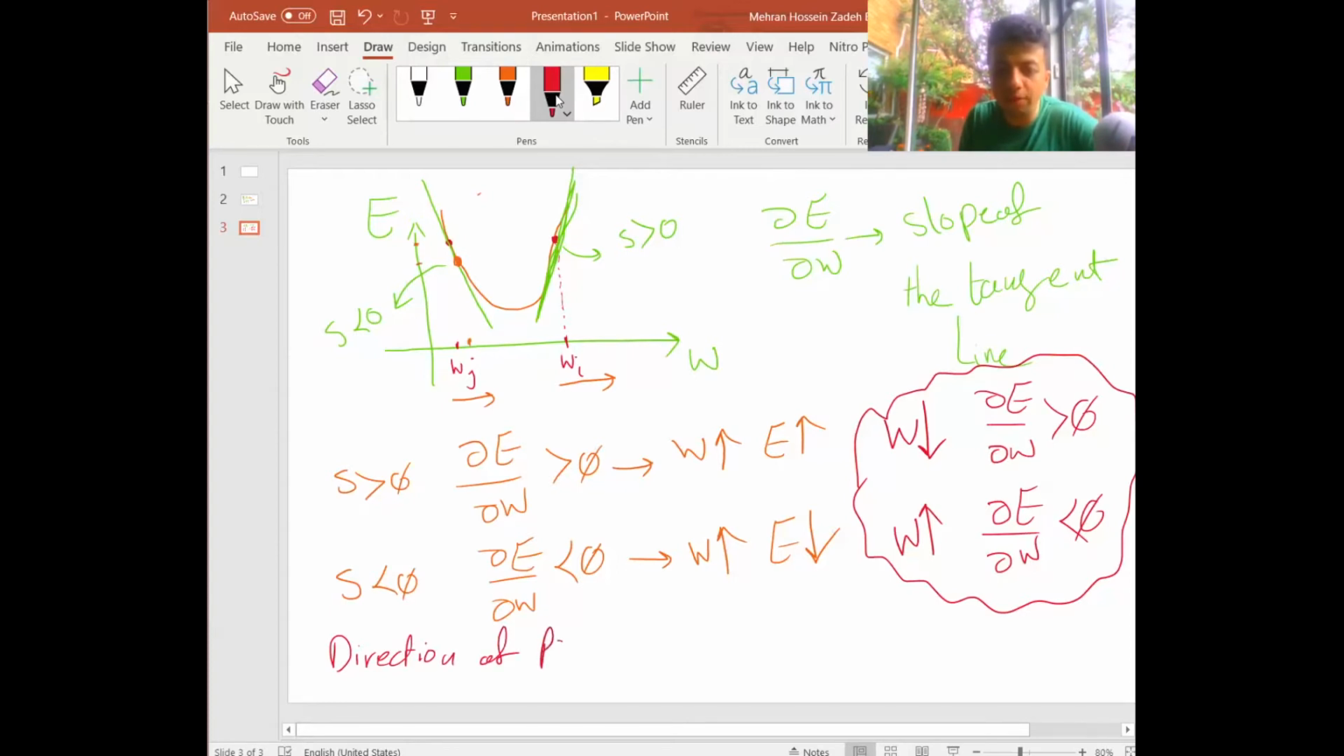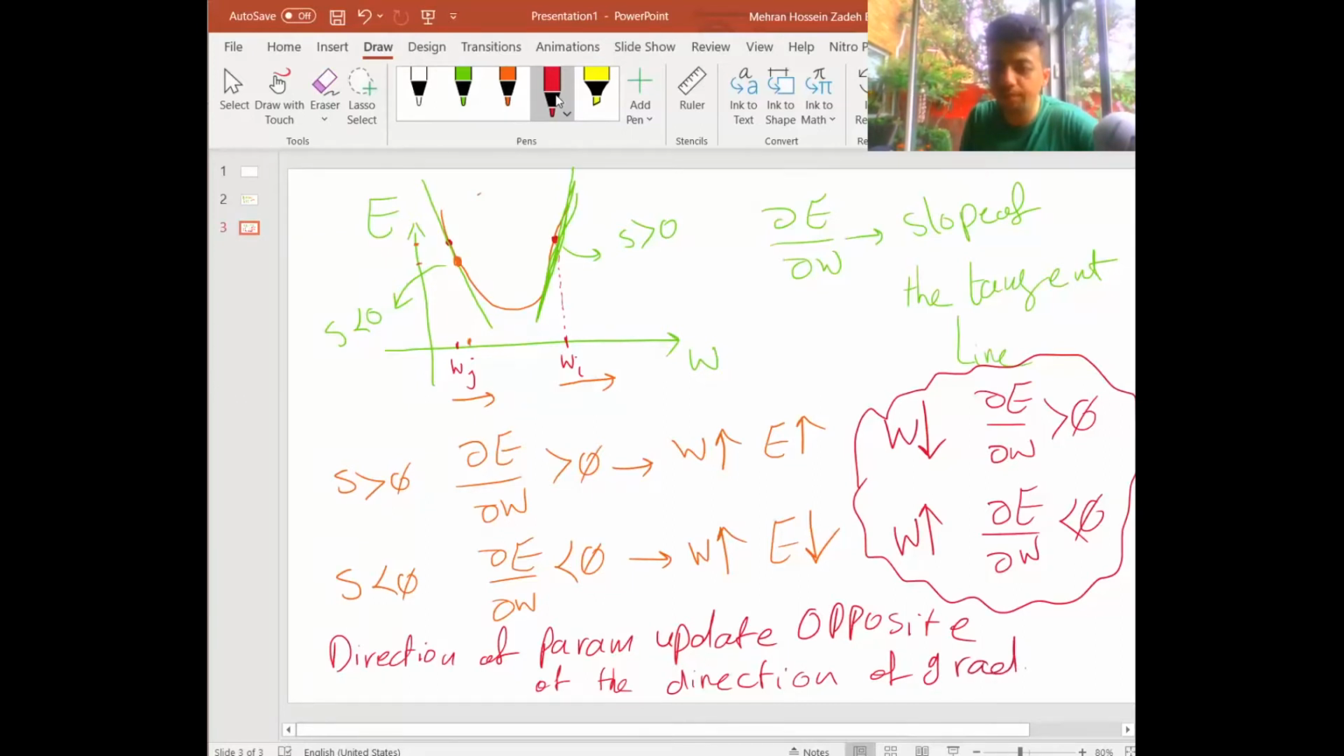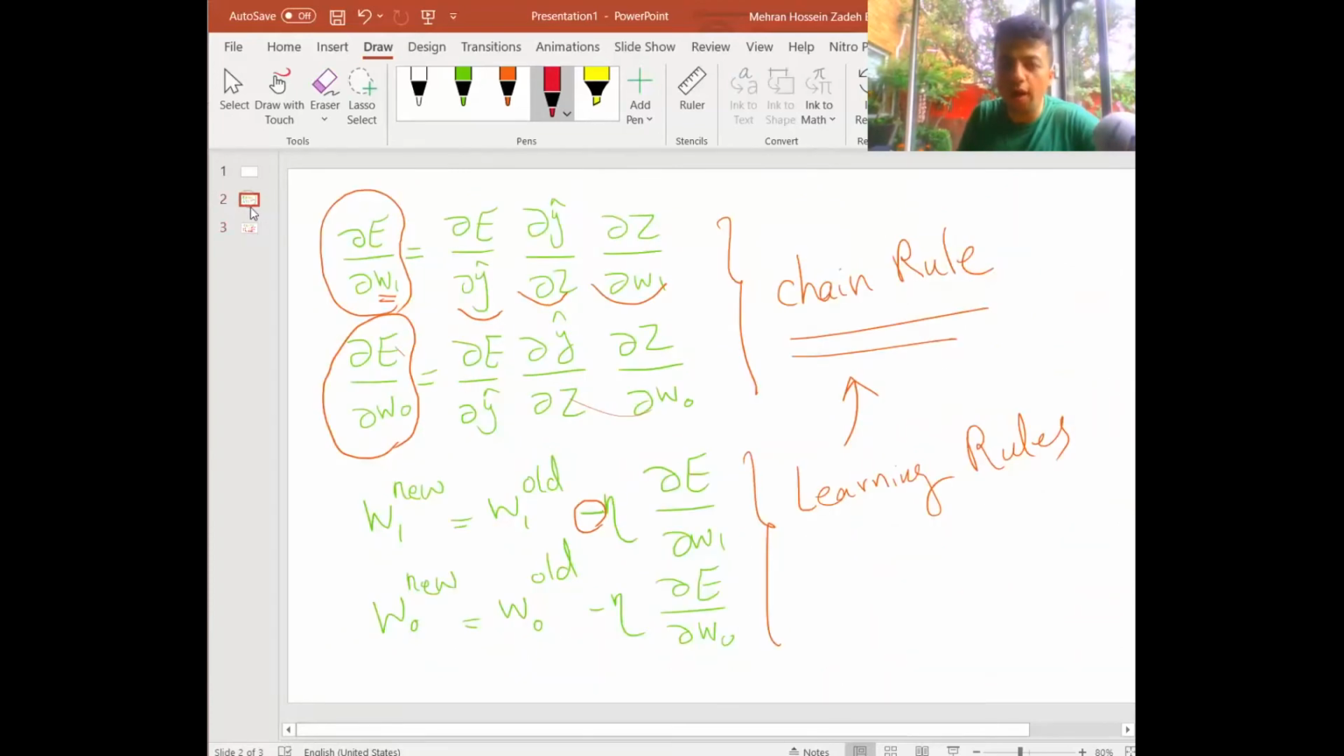It means the direction of parameter update is the opposite of the direction of the gradient. So that is why in here we have these minus values. We always say whatever the sign of the derivative of error with respect to my parameter is, I'm always going to go to the opposite direction.